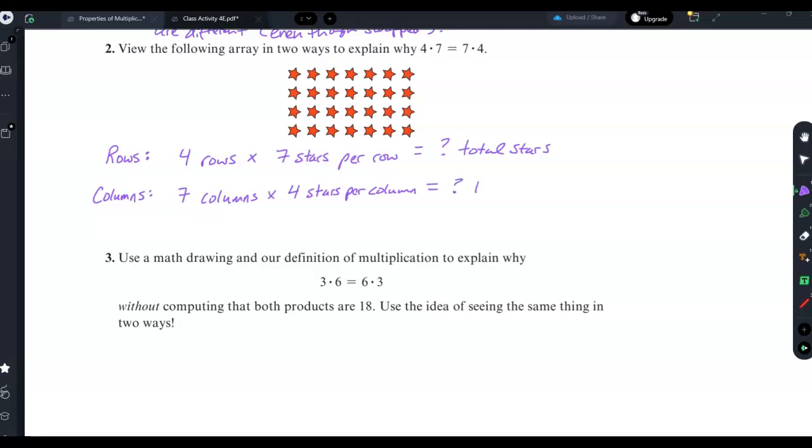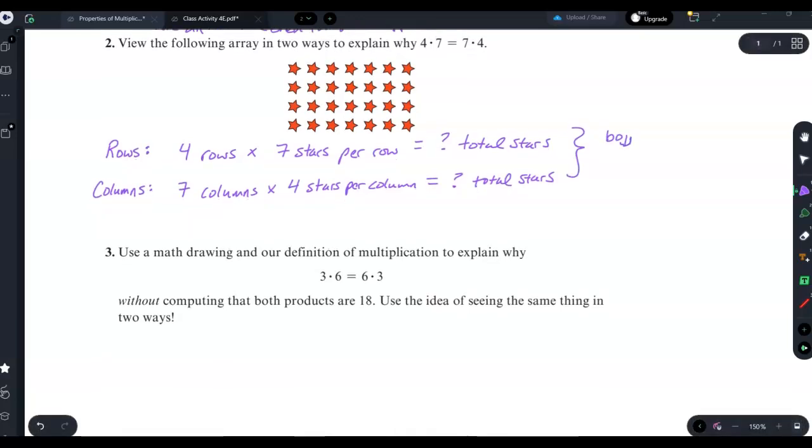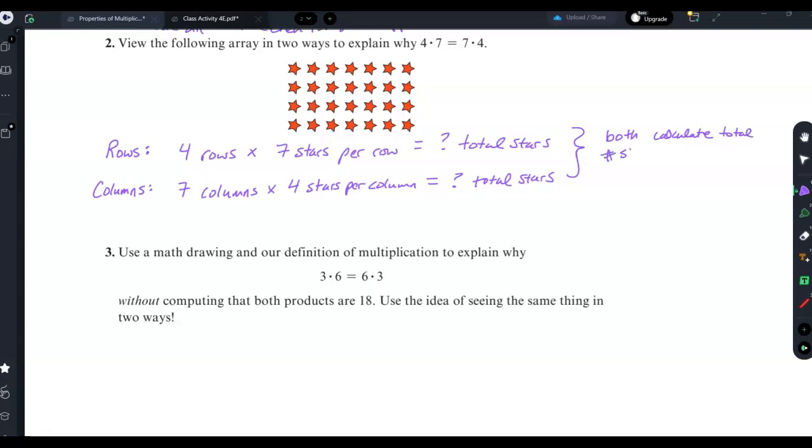And again, that would be a quick way, rather than counting, right? That would be a quick way to find the total number of stars. And so both of these calculate the total. So that means they're equal to each other.